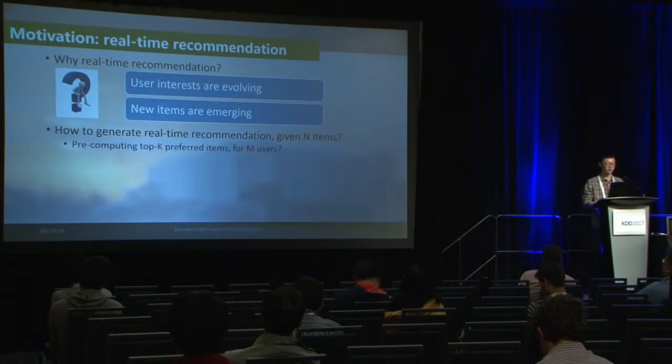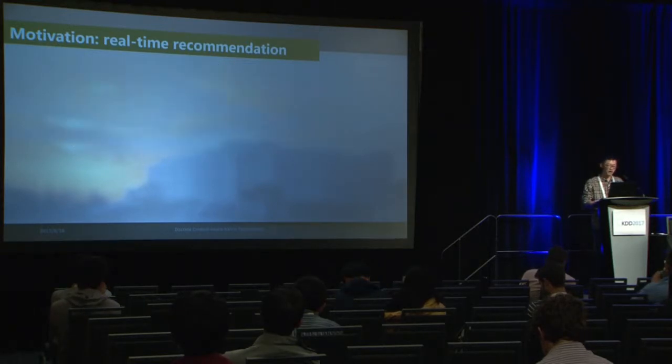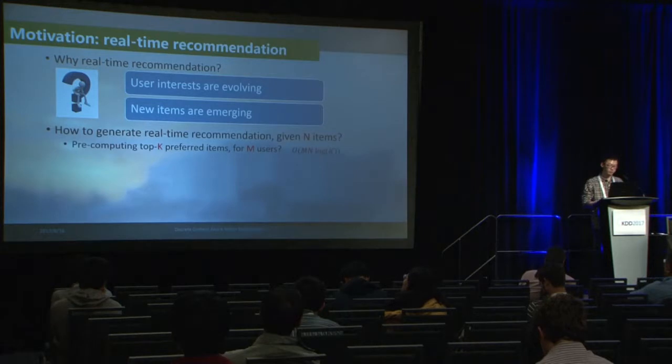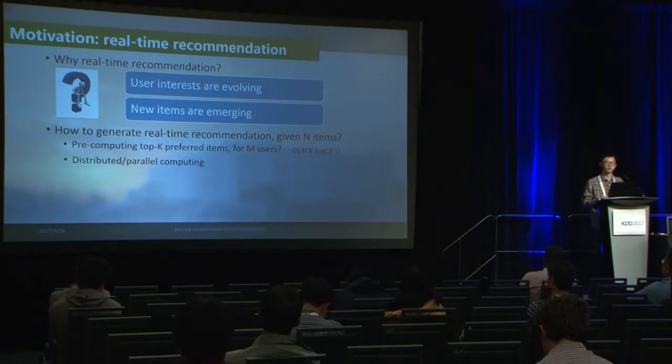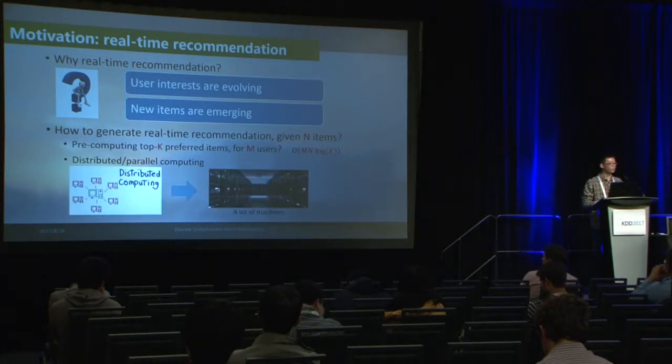Is it possible to pre-compute top K preferred items for users? We assume there are M users and N items, and we recommend top K preferred items for each user. The time complexity will be MN log K, which is quite a great challenge. Of course, we can resort to distributed or parallel computing techniques, but we need a lot of machines for computation, making this solution expensive.